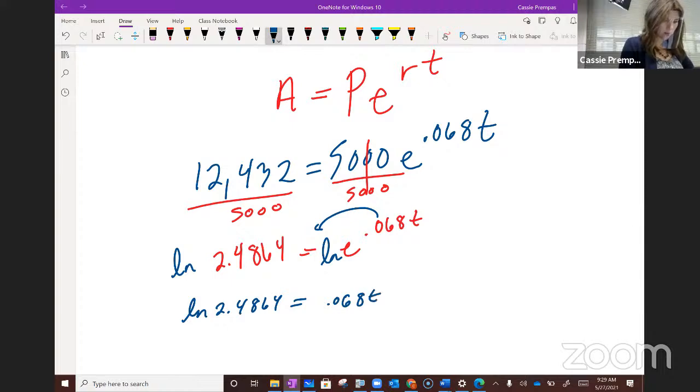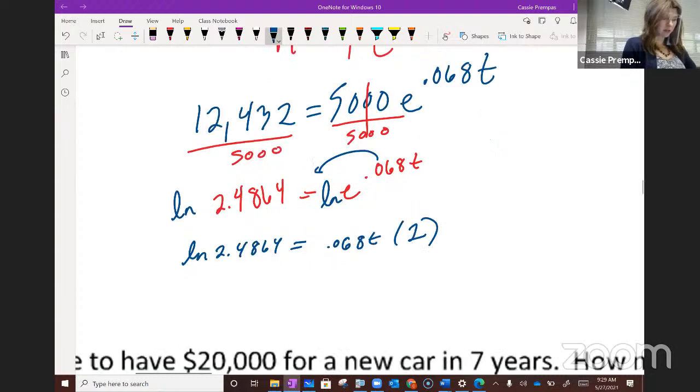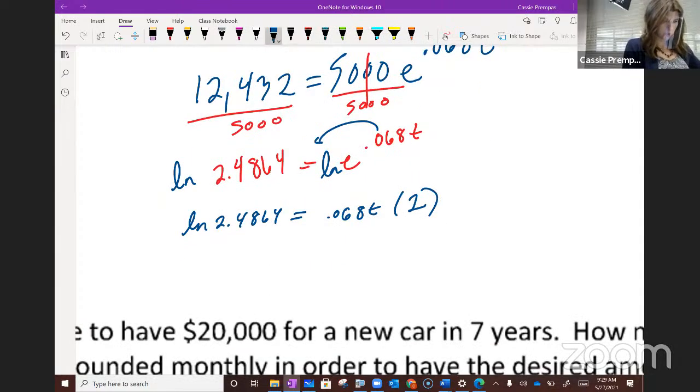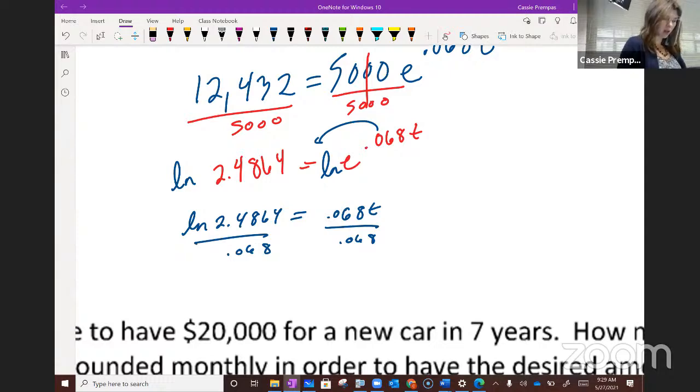when I bring the 0.068t in front, what is ln of E? 1. So essentially it goes away as well. And what's the last step I would do? Divide by 0.068. Natural log of E is 1.